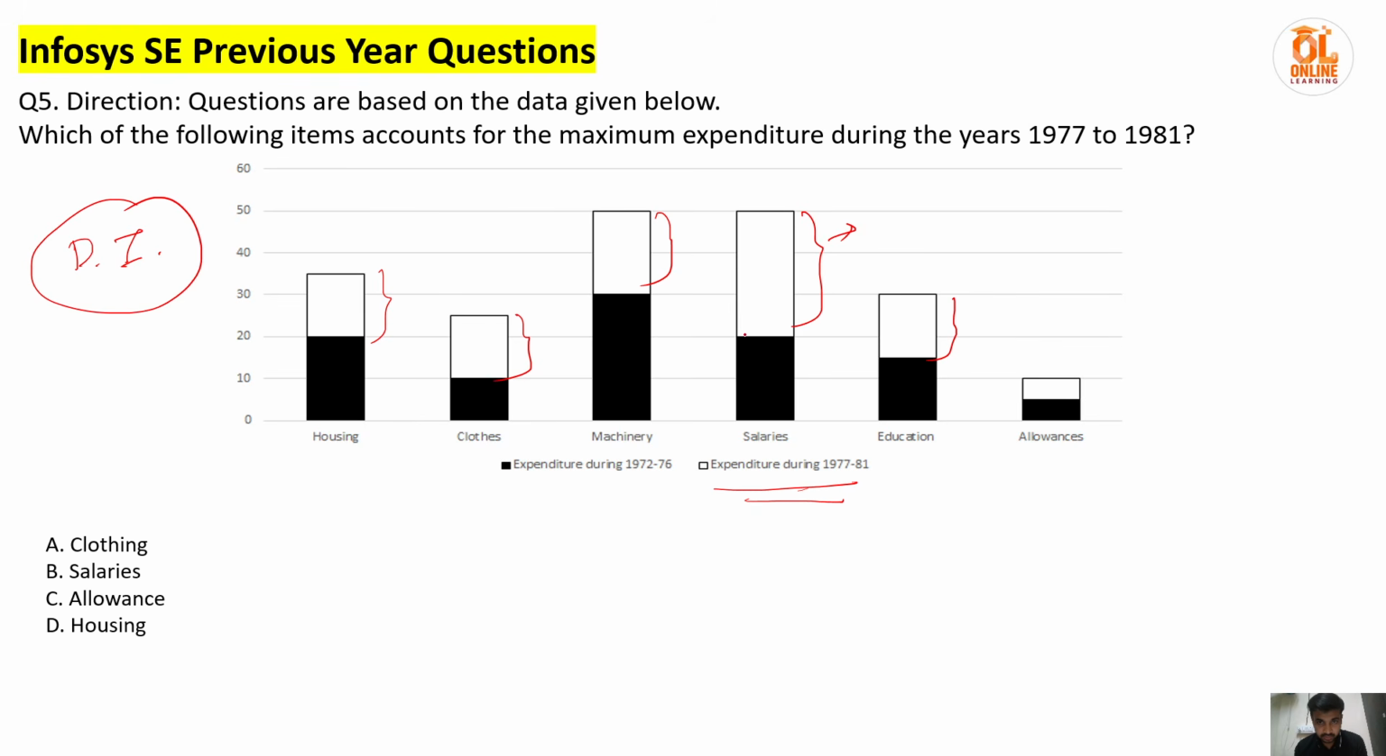By seeing the chart, the black is up to 20 and it is going up to 50. So this is 30. This is from 20 to 30, so this is 10, and this is less only. This is from 30 to 50, so this is 20. This is 10 to around 25, so this is 15. This is 10 to 45. This is 10 to 35. So maximum expenditure is in salaries. Salaries is the right answer.